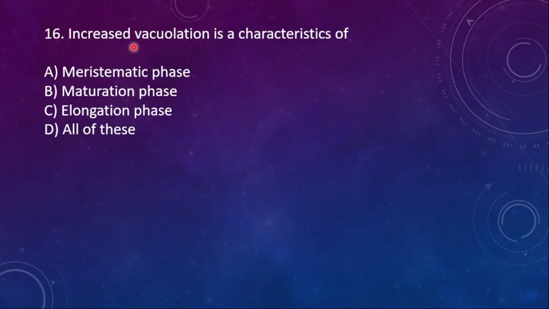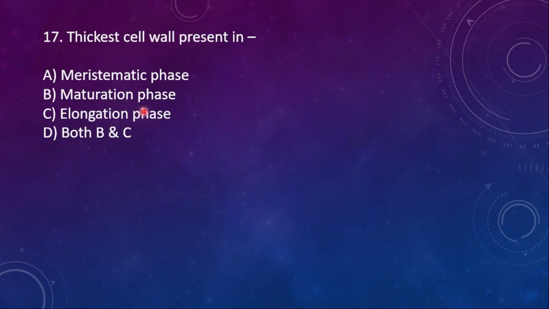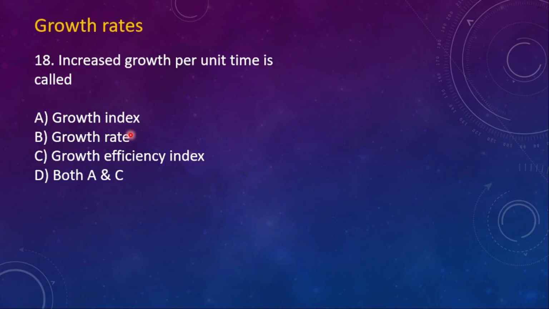16th one, increased vacuolation is a characteristic of A meristematic phase, B maturation phase, C elongation phase, D all of this. Here the right option is option B, maturation phase. 17th one, thickest cell wall present in A meristematic phase, B maturation phase, C elongation phase, and D both B and C. Here the right option is B, maturation. Thickest cell wall you can say maturation phase.